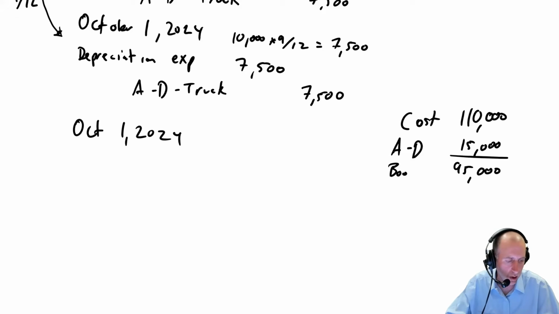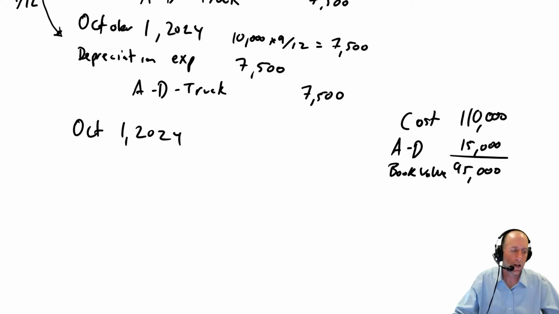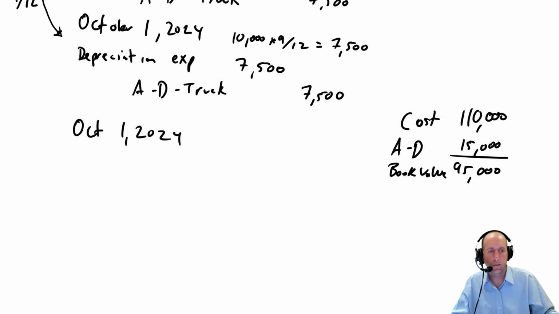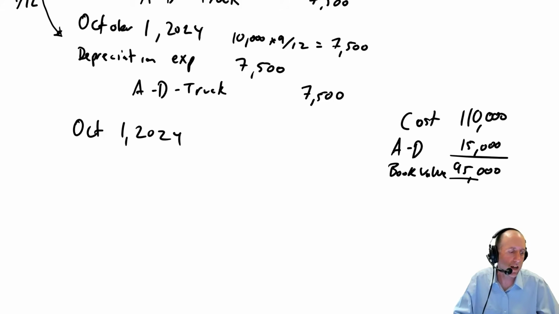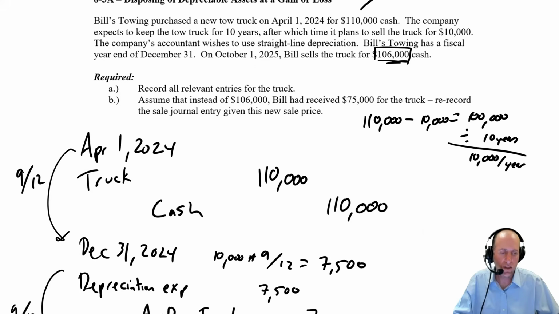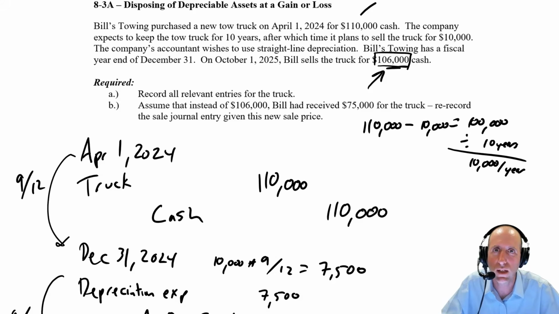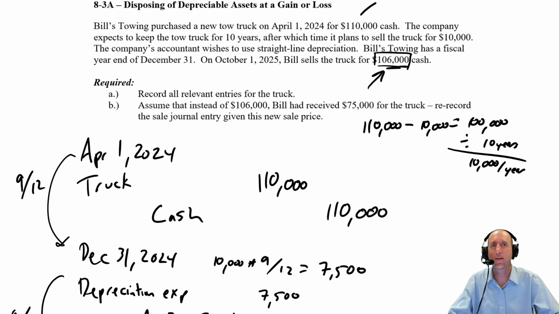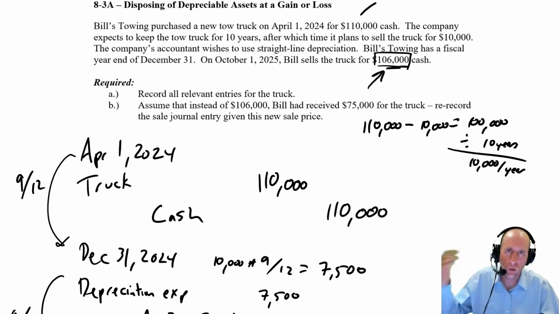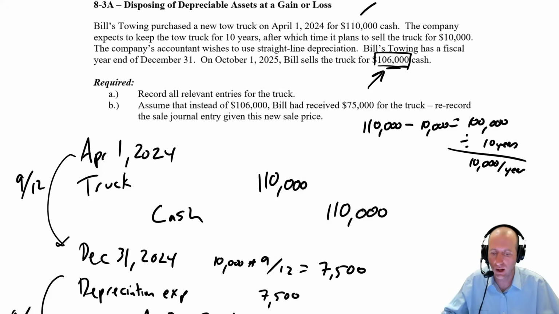That is the book value as of October 1st, right? It's $110,000 plus there's been $15,000 of depreciation so far. This is a $95,000 truck. Now we sell the $95,000 truck for $106,000. So when you're thinking about this, do you think this is a situation where we experience a gain or a loss? The answer here is gain, right? I sold the truck for more than I thought it was worth.